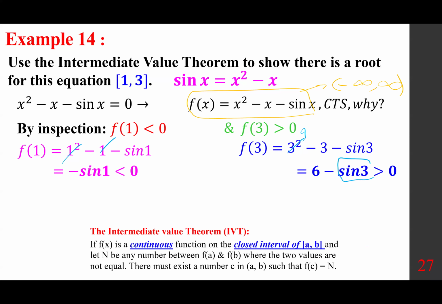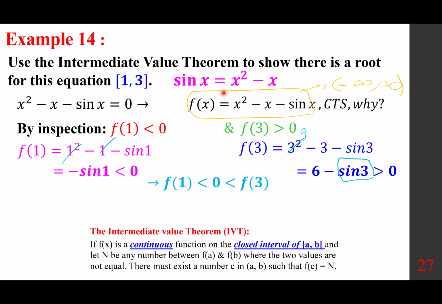Notice sine, the largest value, the maximum value is 1. 6 minus 1 is still positive. So no matter what sine of 3 is, it doesn't matter. This value is positive, which makes 0 a number between f of 1 and f of 3.